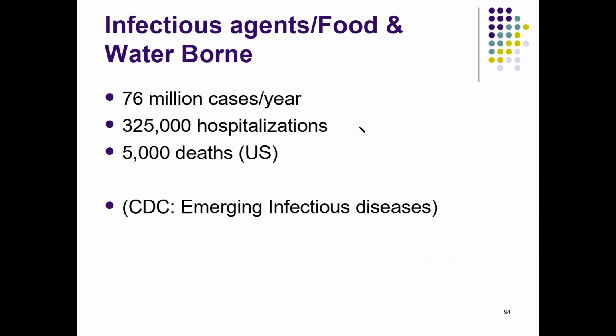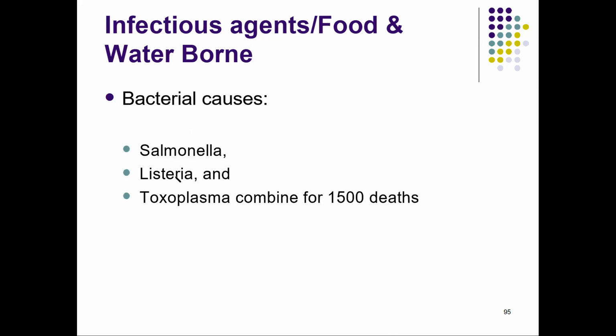Now, waterborne infections. This is the US: 76 million cases per year, 325,000 hospitalizations, 5,000 deaths, right? Now, here are some bacteria that you can consume that can cause problems. Salmonella, which is very common on fish, along with listeria, right? Toxoplasma is not a bacteria, it is a parasite, and they cause 1,500 deaths per year, right?